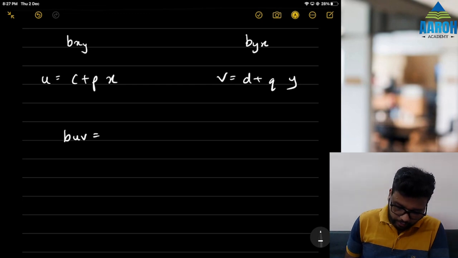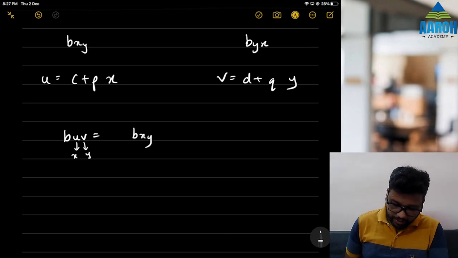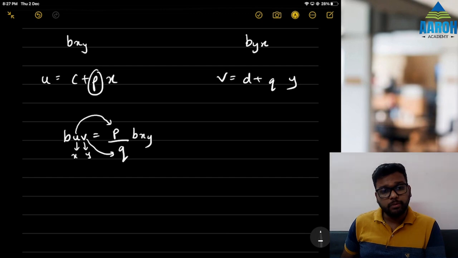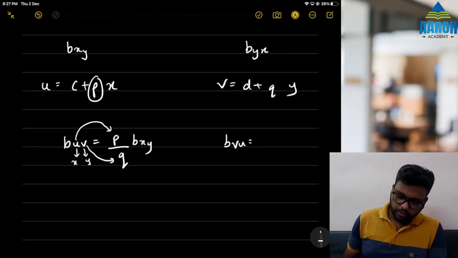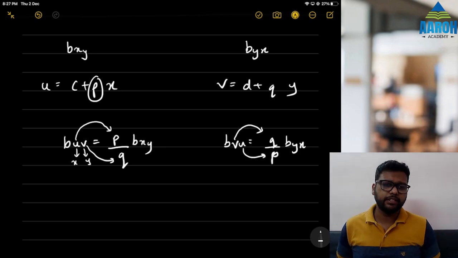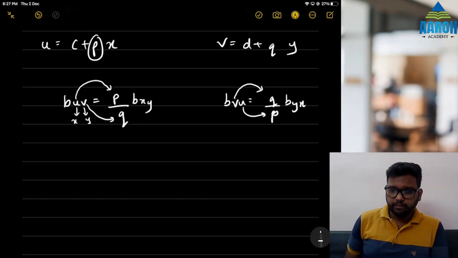Then if we want to calculate buv, obviously u has come from x, v has come from y, so we have to take bxy as base, and we will multiply it like this. Change of scale of u is p, upon change of scale of v, which is q. So p by q into bxy. Similarly, if we have bvu, obviously we will need byx. Again, v's change of scale q will be in the numerator, upon u's change of scale p in the denominator. So q by p into byx. That's it. Let's take a small example of this and then we'll stop for today.